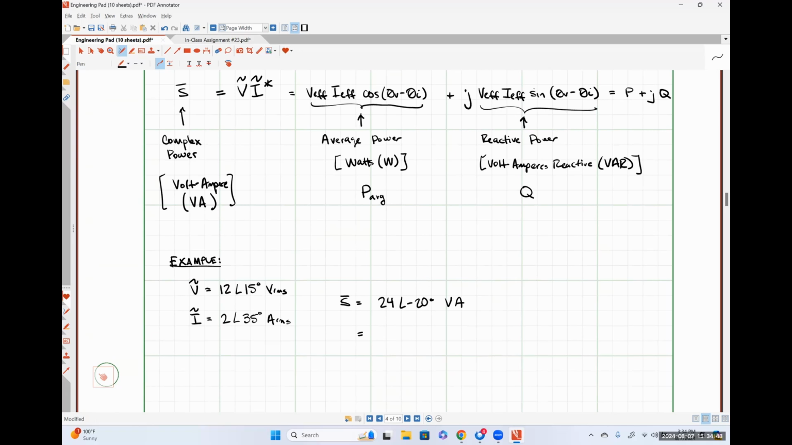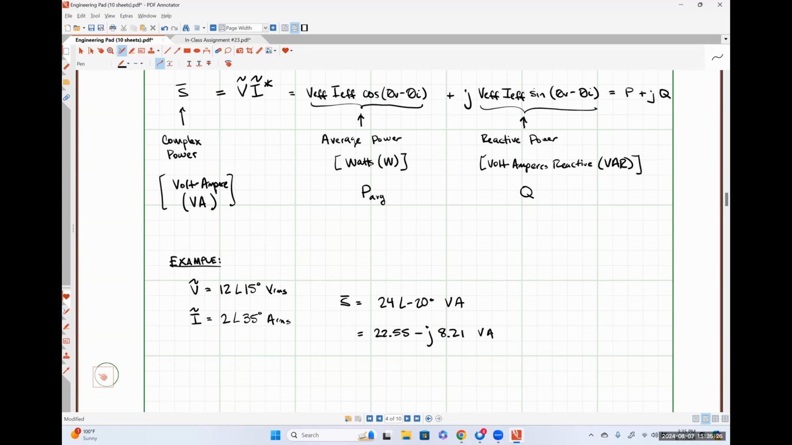I got 22.55 minus 8.21. Okay. What's the average power? The 22.55. Yeah, great. What's the reactive power? The negative 8.21. Great. Did you have to use those bullshit equations that I put above?